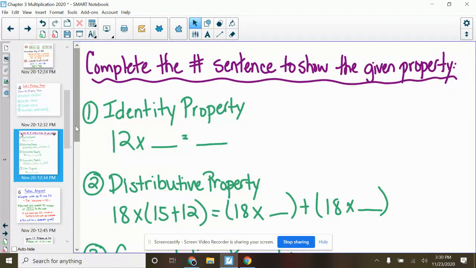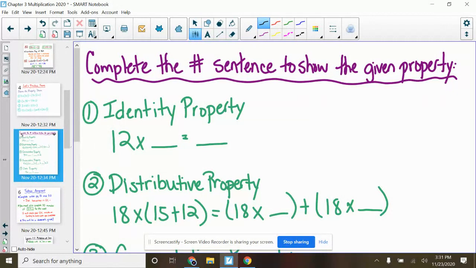If you're looking at problem number 1, hopefully you see that I am looking at the identity property, and I've got to remember, what's the identity property? So if I need to go back to my notes for help, that's why we take those notes. I can find them in my notebook and it helps me to remember. But the identity property is the one that uses number 1.